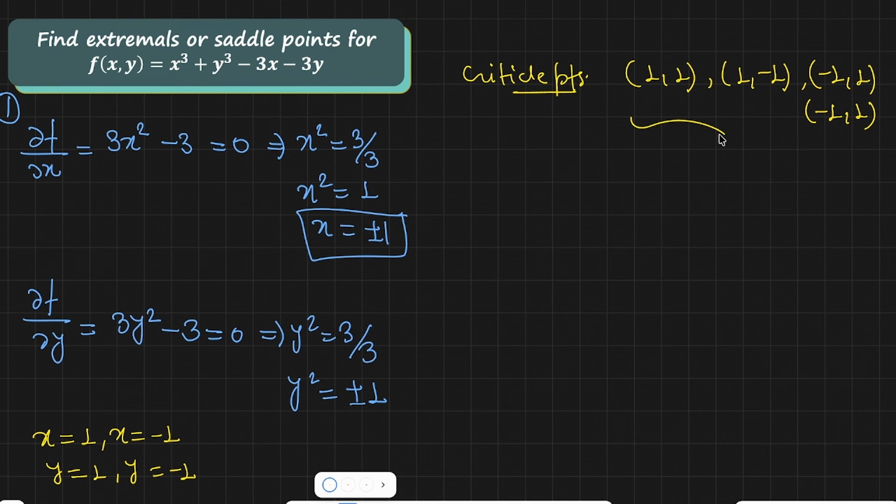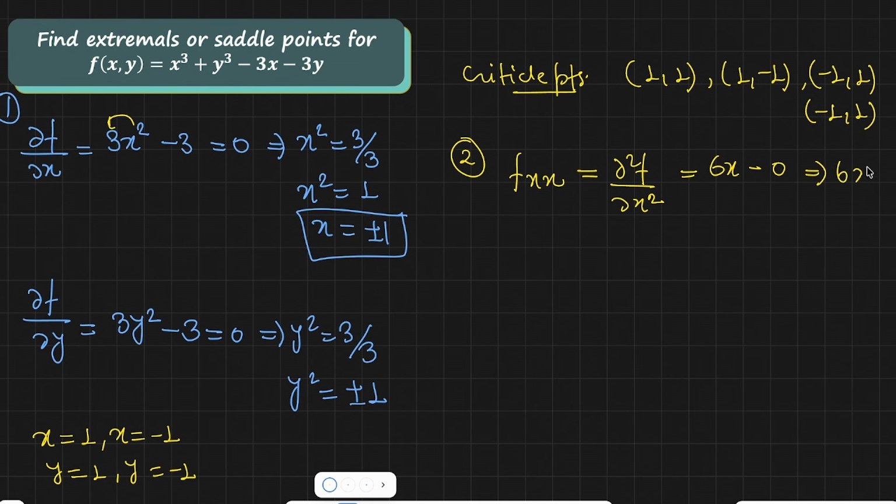I have to find the nature of all the critical points, whether it is maximum, minimum or saddle point. Now I will do the second step: the second order partial derivatives. It means dou 2f by dou x squared. If I again partially differentiate this, it will be 6x minus 0, so only 6x. Then I find the partial derivative with respect to y again, so it is also 6y.